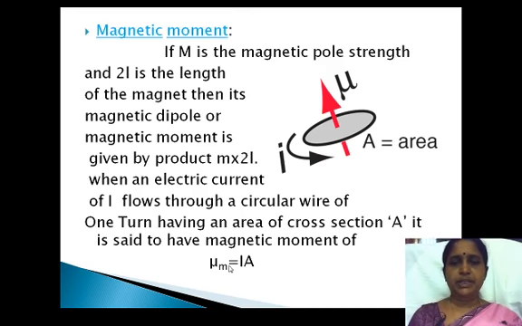Another definition for magnetic moment: if an electric current I flows through a circular wire, suppose this is the circular wire, having area of cross section A, the product of current and area of cross section is called the magnetic moment. So we have two definitions: one is the product of pole strength and distance between two poles, and another is current into area of cross section. Mind these definitions, we use them later.